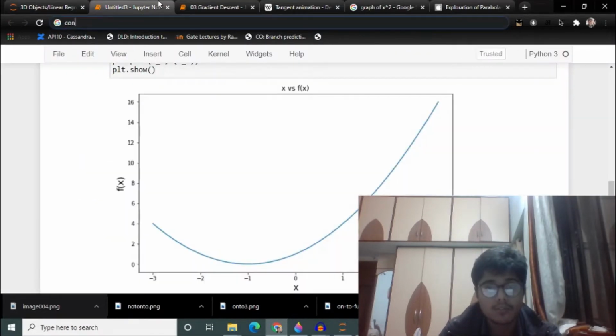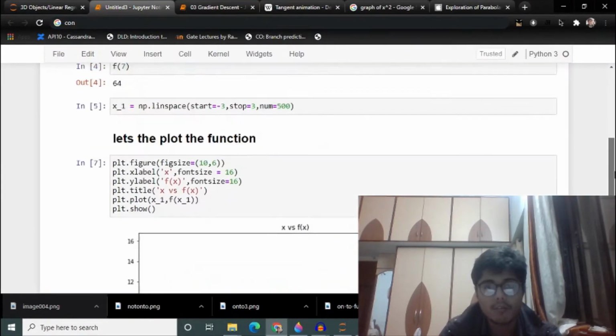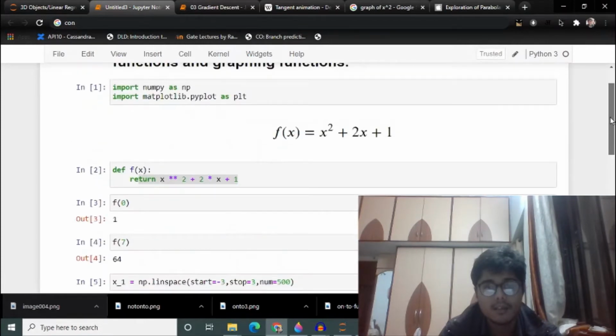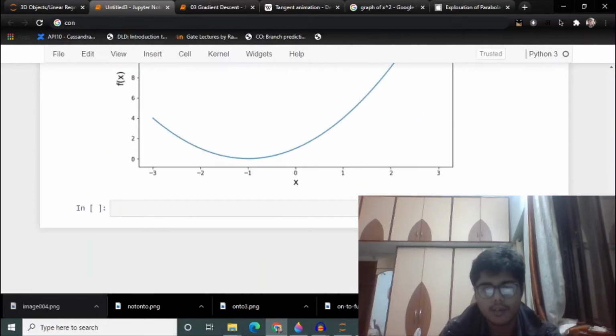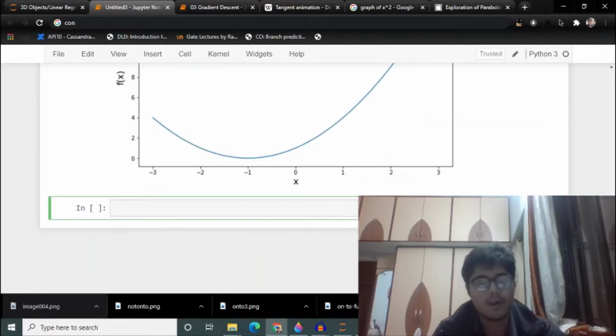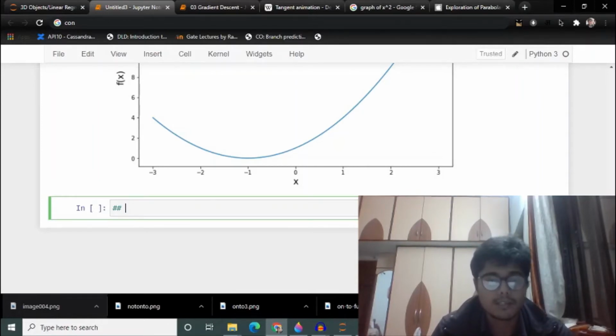In the previous tutorial we plotted this function, guys. By applying the chain and power rule, we get the derivative of this function. I know that by now you have a good understanding of the concept of derivative. So let's plot the derivative.